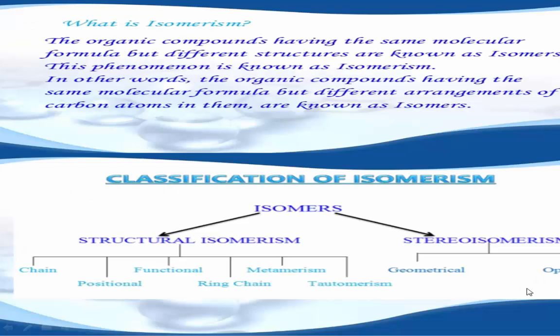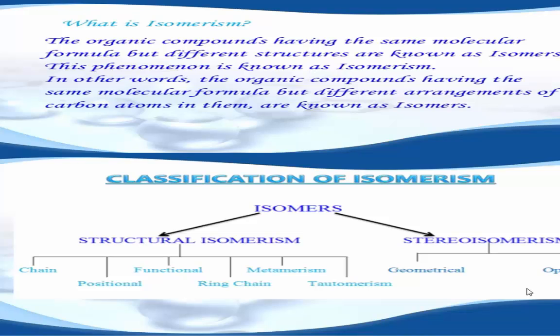Next, another very important concept, that is about isomerism. Students, first question is, what is isomerism and how is it classified? Students, the compounds having same molecular formula but different physical and chemical properties are called isomers, and the process is known as isomerism. This is one of the easiest definitions, and also we can define this: the organic compounds having same molecular formula but different structures are known as isomers. The phenomenon is known as isomerism.